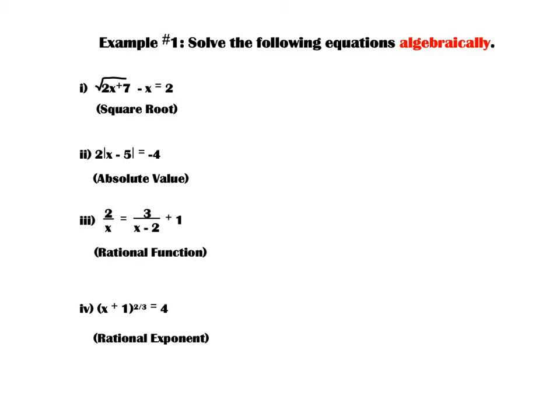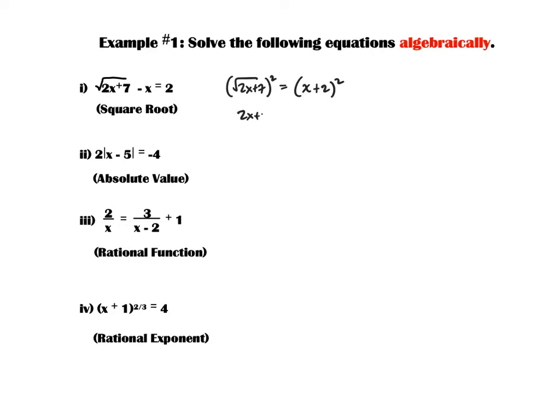Okay, so I'm going to go into solving algebraically for each of these different types of functions. After we find our solutions, we have to go back and check them in the original equation. Let's start with number 1. For number 1, the first thing I would do is square both sides, after I bring the x over to the right side. So first add x over, then square both sides.